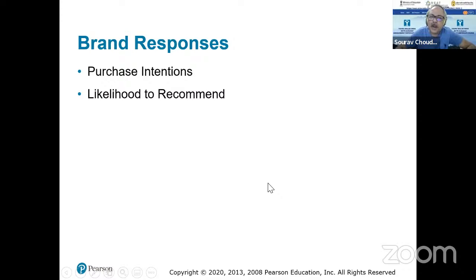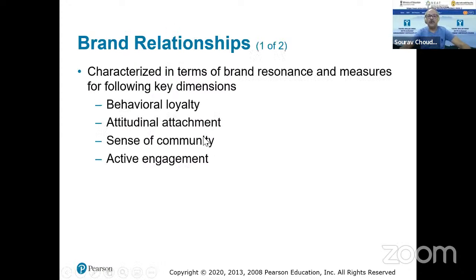ठीक है. Brand responses, purchase intentions, likelihood to recommend. So there are 2 major responses: purchase intentions and likelihood to recommend. So brand relationships characterized in terms of brand resonance and measures for following dimensions: behavior, loyalty, attitude, attachment, sense of community, activity. ये सारी चीज हम लोग पहले ही पढ़े. Brand relationships, basically active engagement, particularly आप उस ब्रांड के साथ कितना शेयर कर रहे हो, कमेंट कर रहे हो, फीडबैक दे रहे हो, ठीक है.